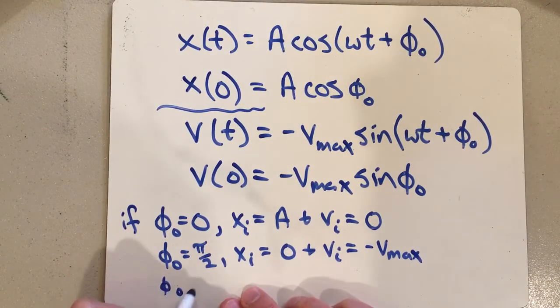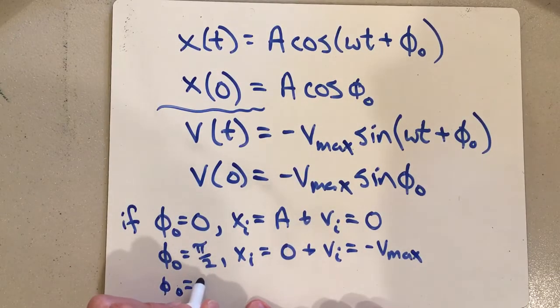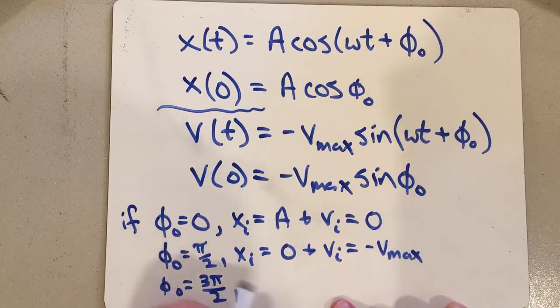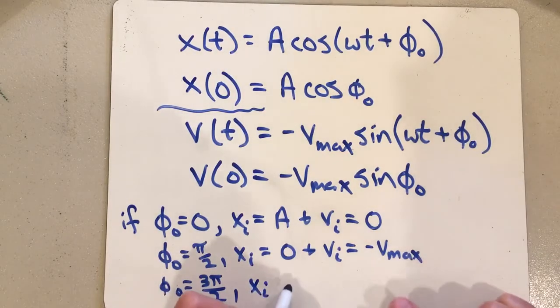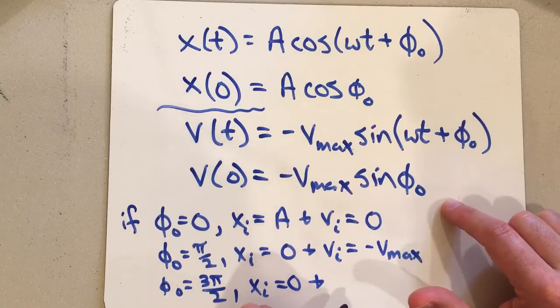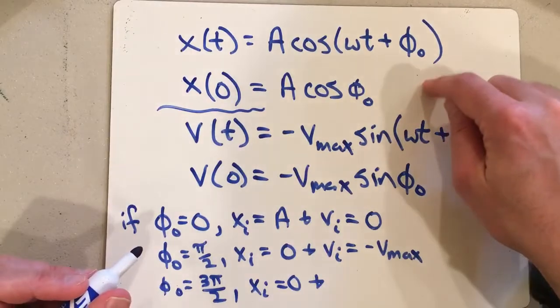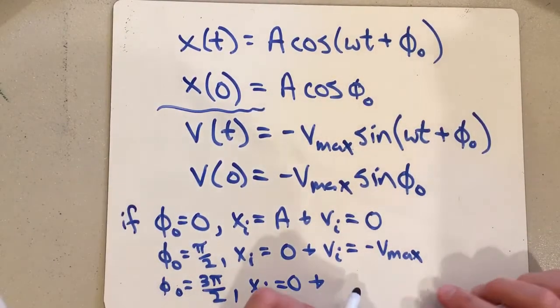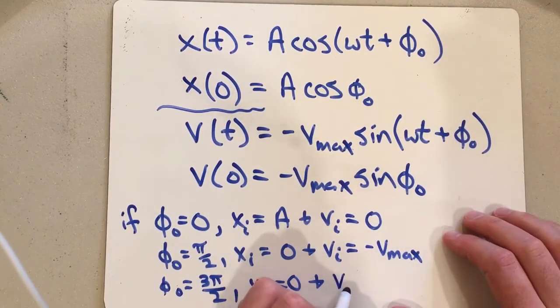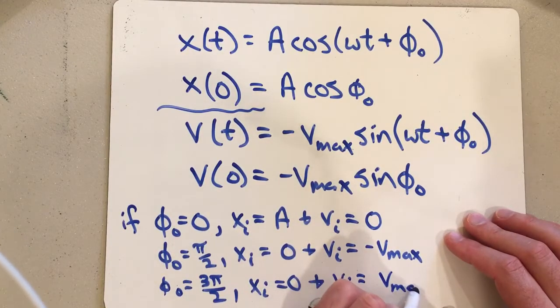Now let's do, I'm going to skip pi because I want to focus on the two oddballs here, the pi over 2 and 3 pi over 2. At 3 pi over 2, the cosine of 3 pi over 2 is 0. The sine of 3 pi over 2 is negative 1. So this becomes v max.